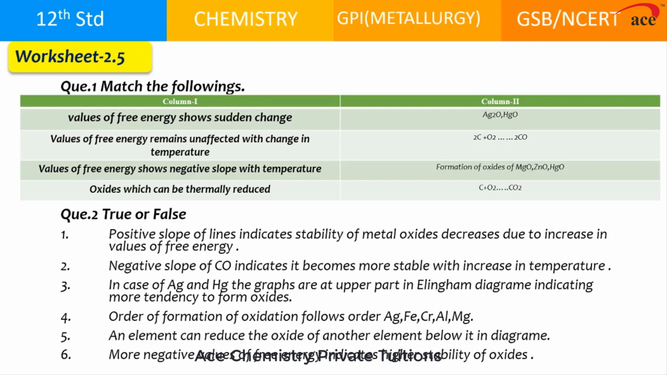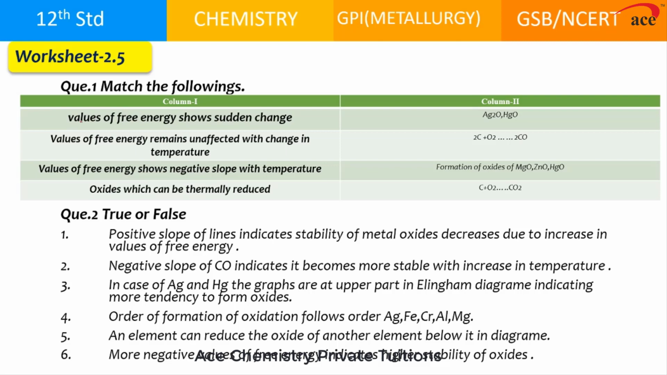So let's check the answers. The very first question is what? Match the following. In column 1 they have given the properties that are taken from the Ellingham diagram, and in the second, against it, they have mentioned some property. So we have to find the correct answer for the appropriate reactions.